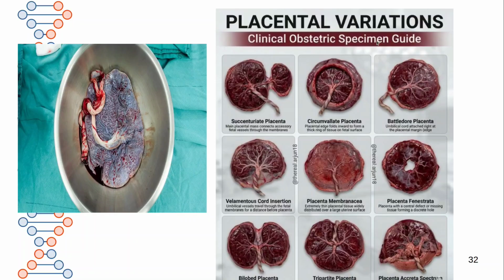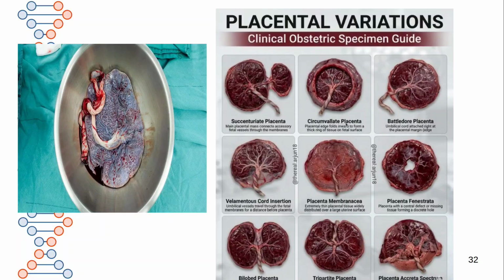Placental variations, clinical obstetric specimen guide. At the time of development of the placenta, there are some variations which take place and will affect the placenta. Let's see what those different variations are. First one is succenturiate placenta. In succenturiate placenta, the main placental mass is connected to accessory fetal vessels through the membranes. Like this, through the membranes, it is connected to the fetal vessels.